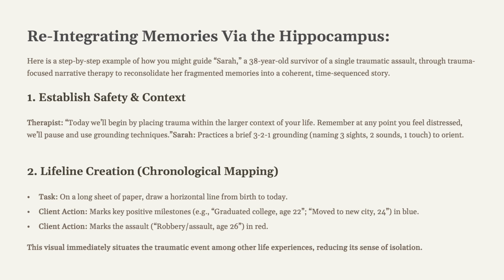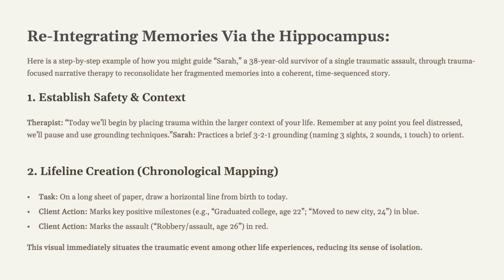Sarah graduated from college at age 22. She moved to a new city at 24. She marks this on her timeline. And then she also marks the time when the assault happened. It happened at age 26. If they remember the date, fantastic, write it down. If they don't remember the date and just the age, just write the age, as close as you can get.